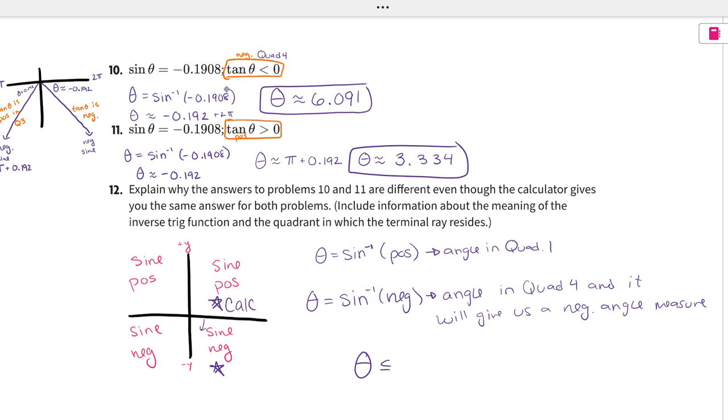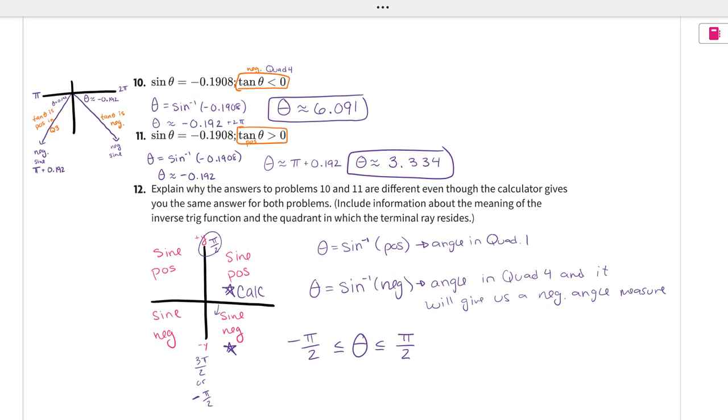So when we're thinking about our possibilities for theta, the biggest possibility is all the way up here at pi over 2. That's the highest number it needs to get positive. But here, instead of thinking of this as 3 pi over 2, we can think of it as negative pi over 2. So it can give us something as low as negative pi over 2. That's going to give us the positive sine values and the negative sine values.